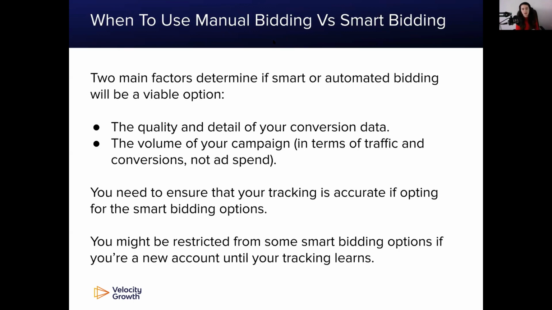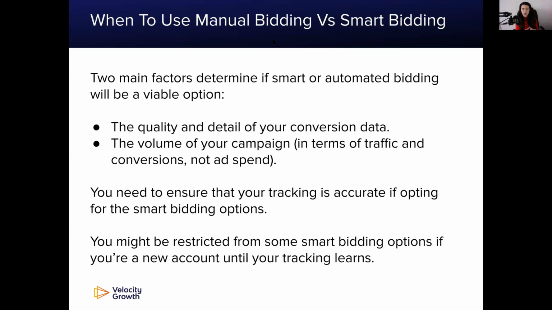You need to ensure that your tracking is accurate if you're opting for a smart bidding option. If you have your tracking set up wrong, I'll give you an example here. Say, for example, your conversion tracker was on every page on the website. Google in that instance would believe that it's getting you multiple conversions on every click through, and it could burn through your budget extremely quickly within a few clicks. So that's one example of burning through budget on smart bidding if you don't have your tracking set up accurately. So that's extremely important.